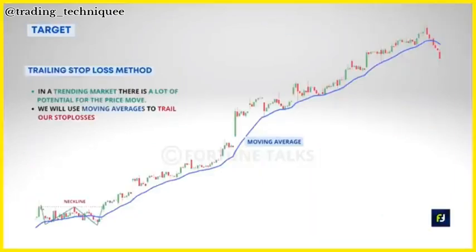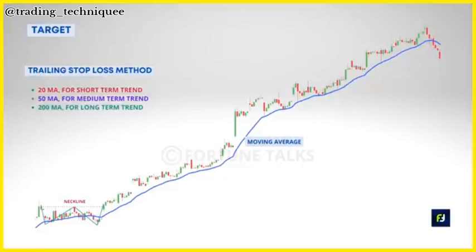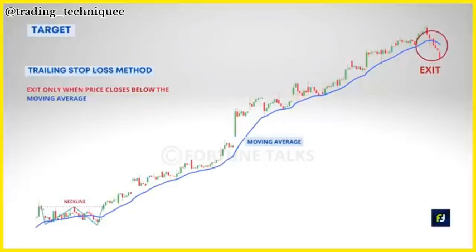But unlike the price projection technique, a trailing stop loss method does not have a fixed target. Instead, we trail our stop loss as the price moves in favor so that we can ride the entire trend. So the first step is to decide on the type of trend you want to capture, whether it's a short term, medium term or long term trend. Then you can trail the stop loss with the appropriate moving averages like 20 period, 50 period or 200 period moving averages respectively. And we will exit our trade only when the price crosses below these moving averages.